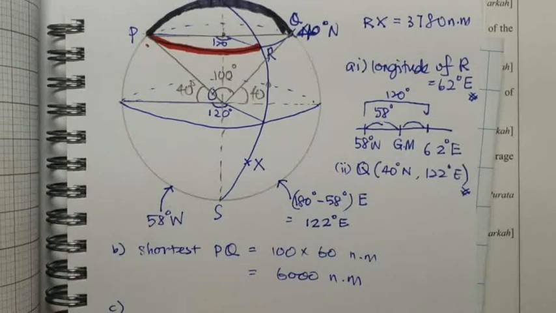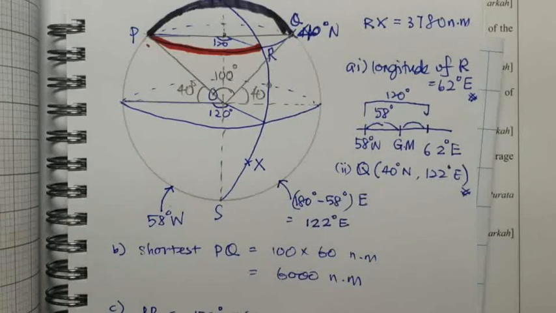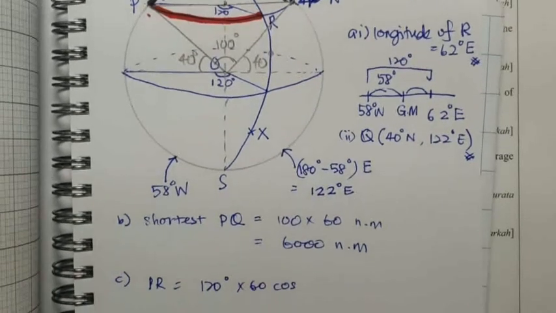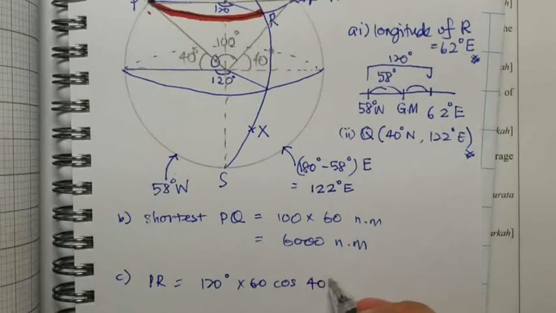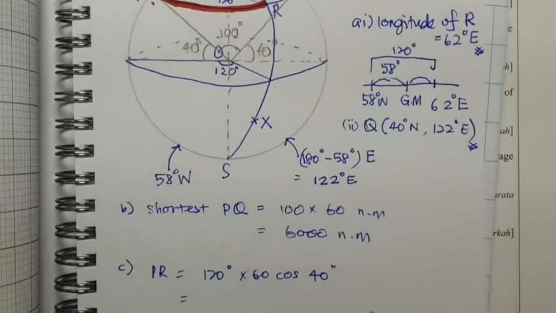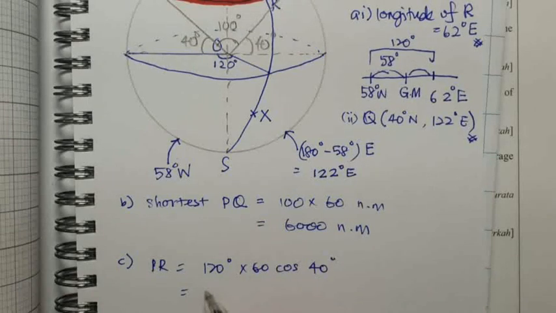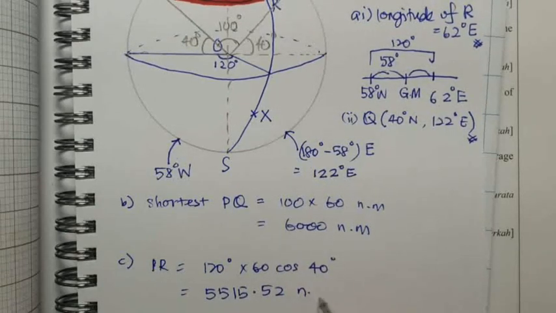So PR, it will be 120 degree times 60, and the factor will be cos 40 degree. So with this, you press your calculator, we have 5,515.52 nautical miles. Okay, so we have found the distance of PR.